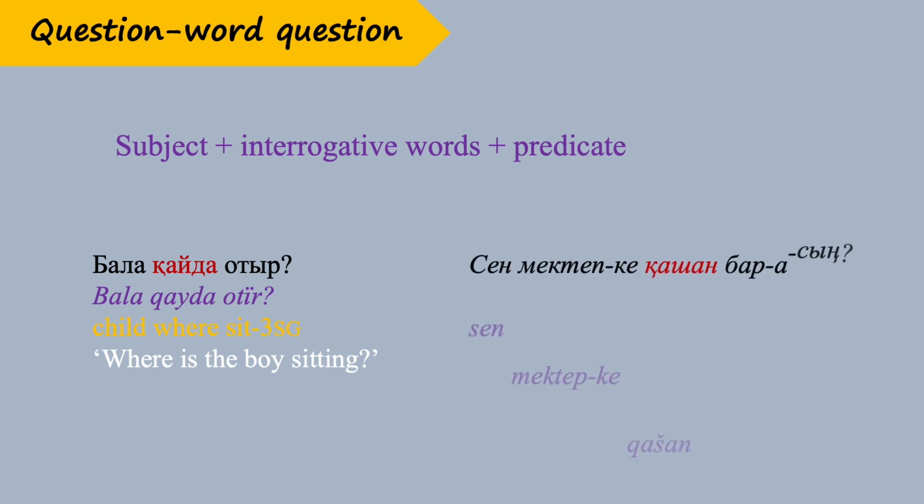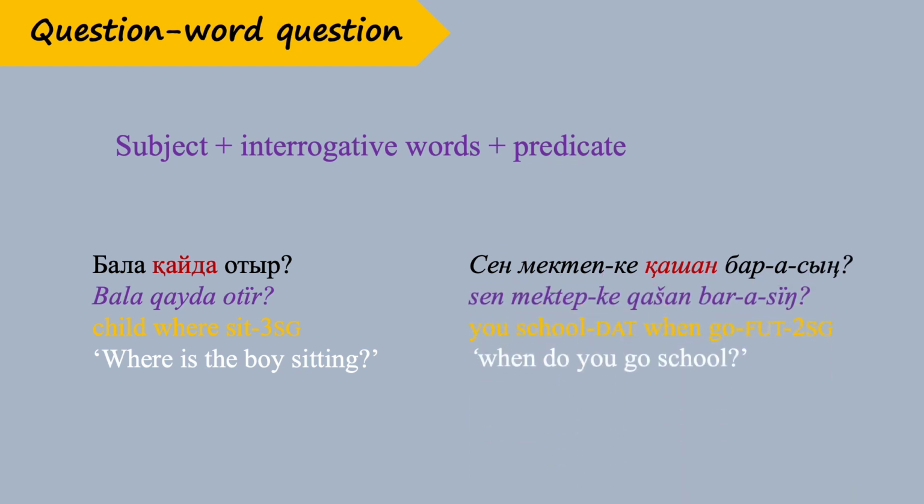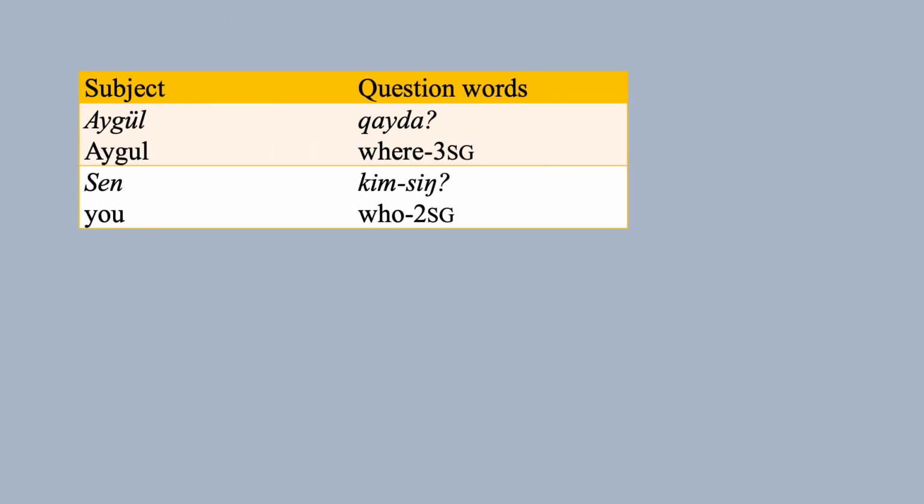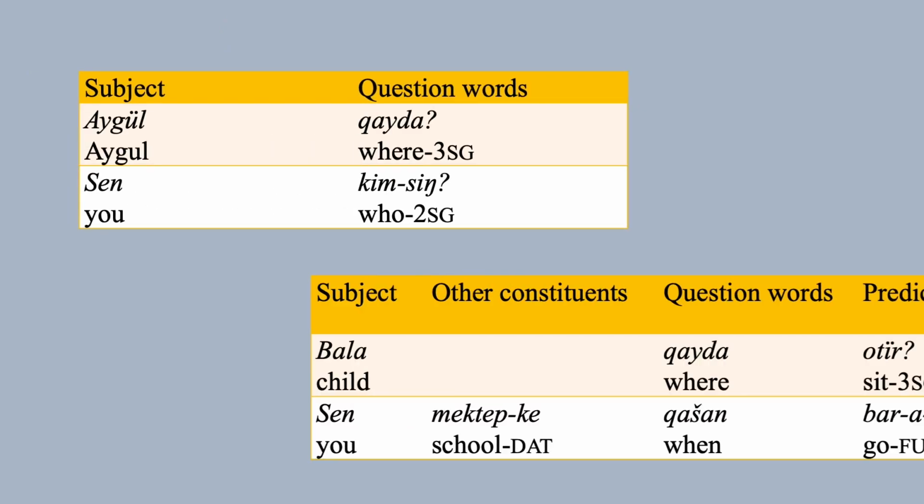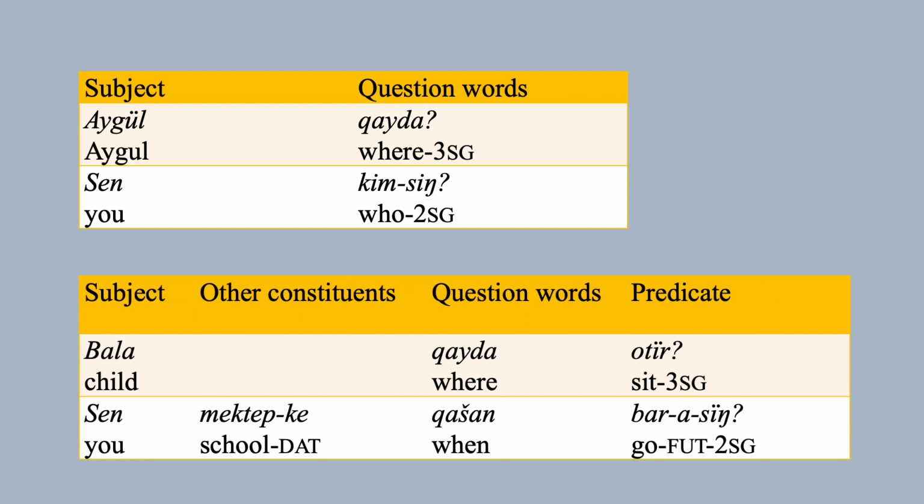The second example is "Сен мектепке қашан барасың?" When do you go to school? In which the subject сен, you, stands at the beginning of the sentence. The adverbial modifier мектепке, to the school, comes after the subject. The predicate барасың, will go, occupies the last position of the sentence, and the interrogative word қашан, when, stands right before its predicate. I have summarized the word order of interrogative sentences in the following two tables and provided a free English translation, which might help you to digest the concept.